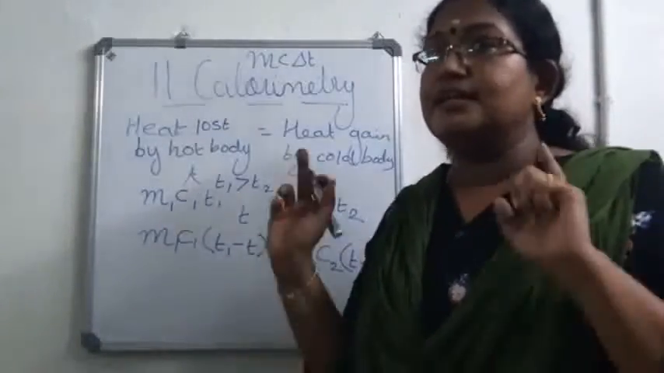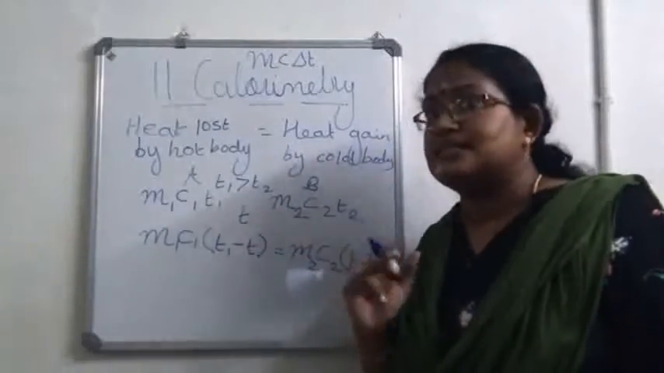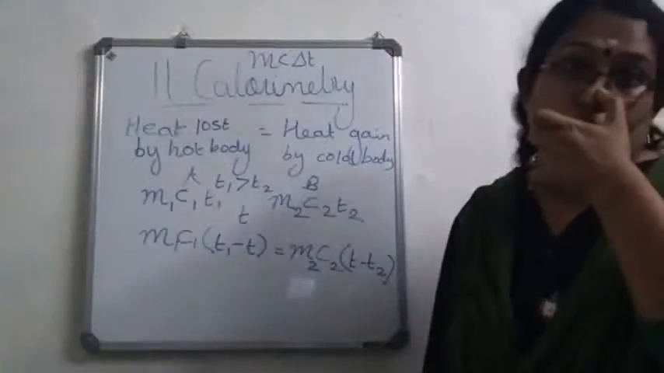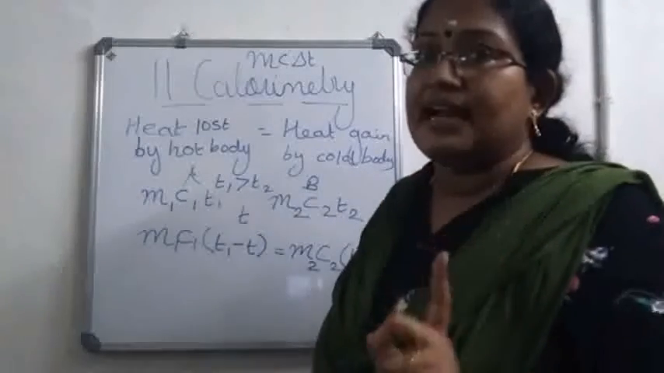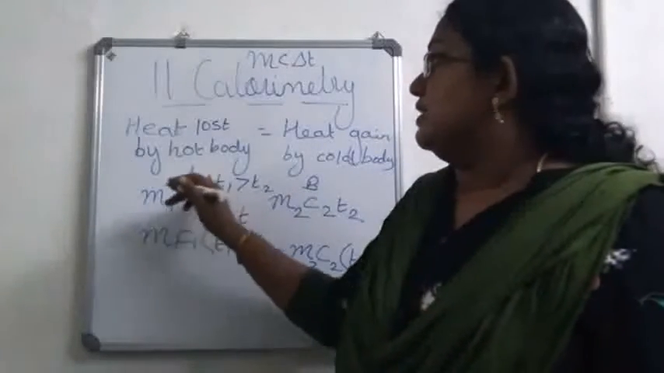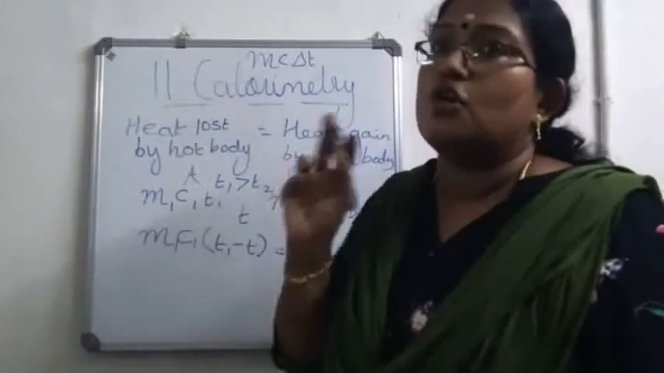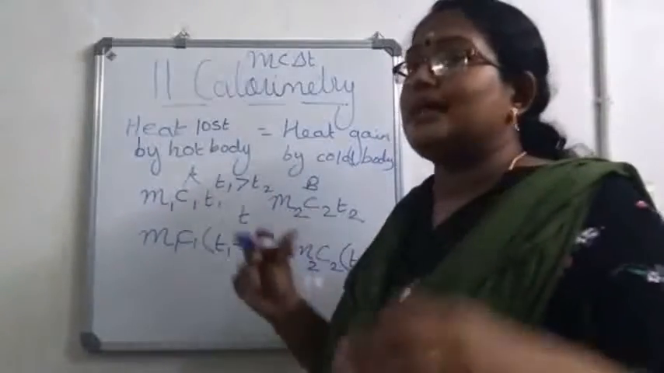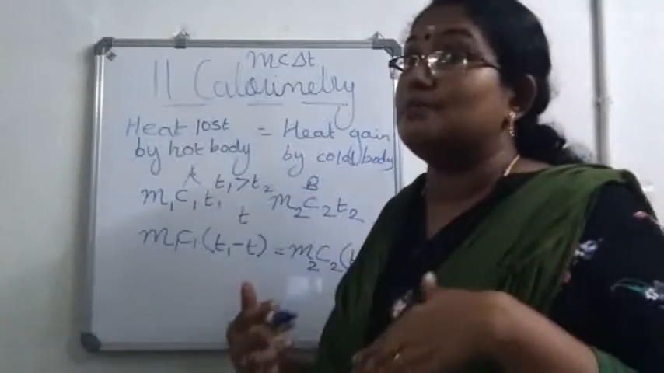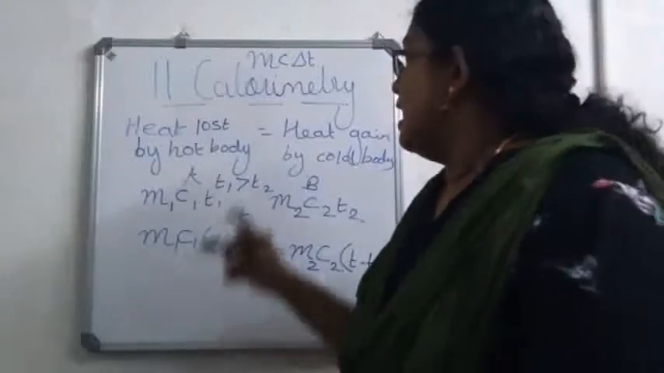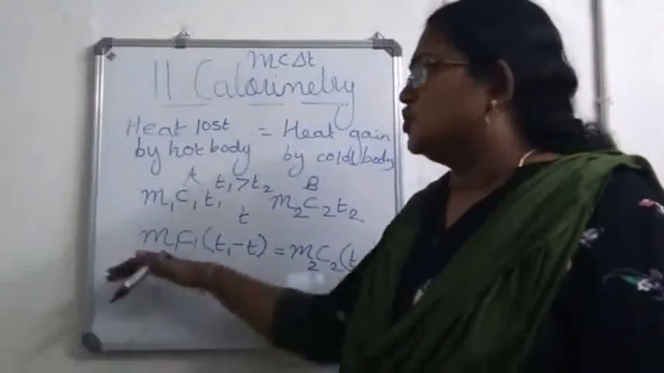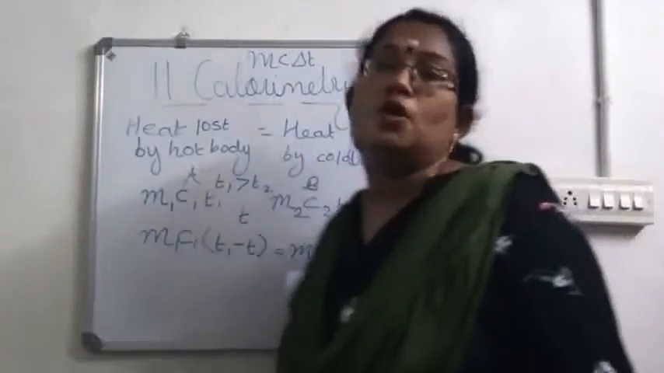m1 c1 (T1 minus T) is equal to m2 c2 (T minus T2). Why did we write it like this? Because T1 is the temperature of the hot body and it is losing heat. T2 is the temperature of the cold body, and it is absorbing or gaining heat. By mixing these two, we get the temperature T. So learn this equation by heart also.